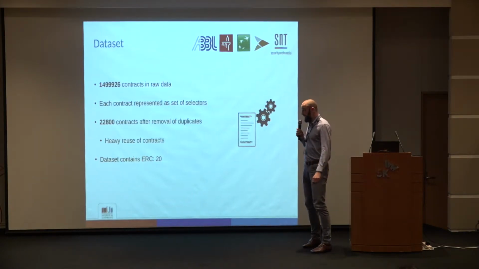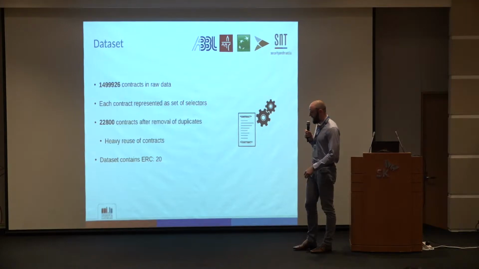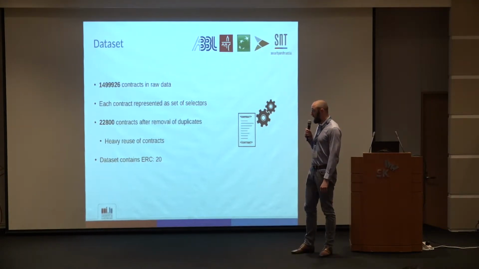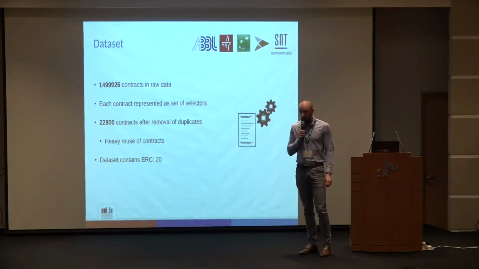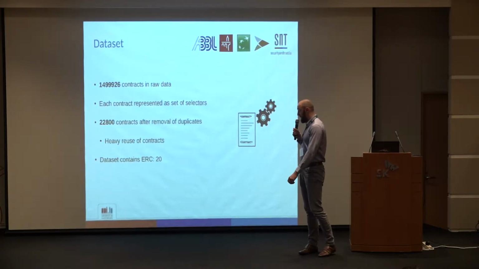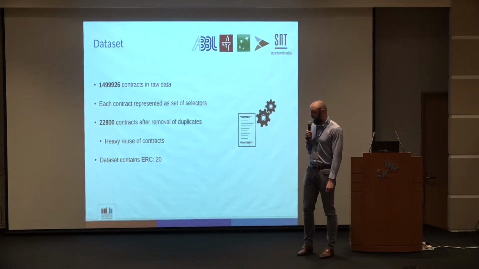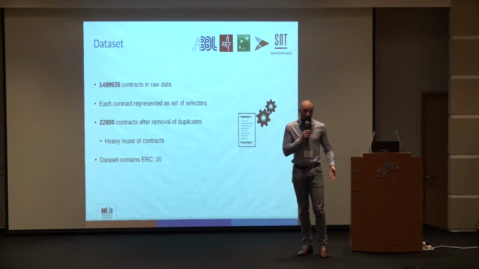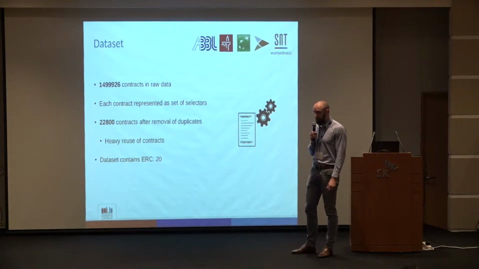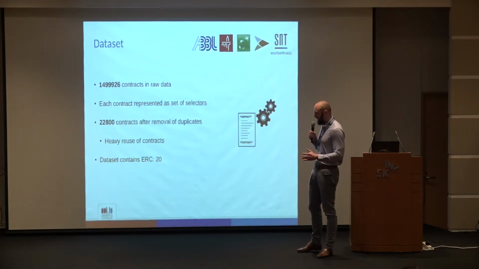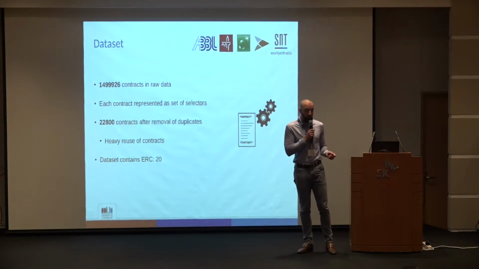A quick note on the data set. Mostly here I wanted to highlight that there's huge replication or duplication of contracts. So we start off with 1.5 million. After we remove the duplicates, we're left with just less than 23,000 contracts. So it looks like a lot of them are being copied again and again, maybe even copied and pasted, or at least there's functionality that's been reused a lot. So we think, again, this is reason to say there might be candidates for ERCs out there.